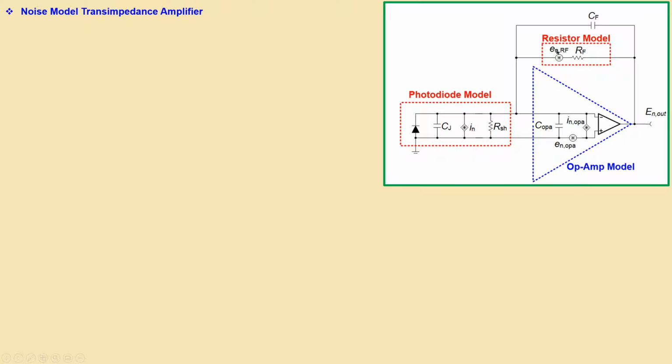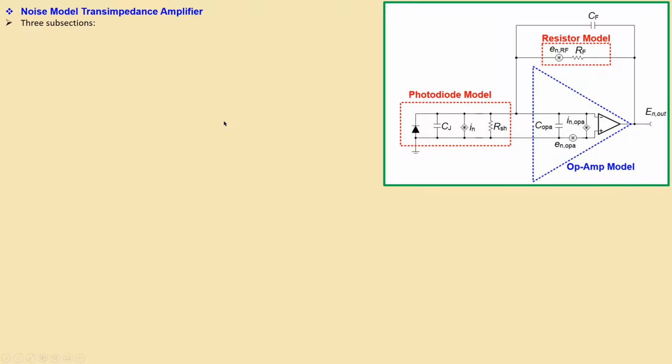What you also have is the resistor in the feedback, RF, and the associated noise voltage source, and we have the feedback capacitor, which is noiseless because it is a reactive element. We also have the op-amp model, which is the noise model of the op-amp. We have the op-amp capacitor at the input, its own noise voltage source, and also the noise current source of the op-amp. So this part is just for the op-amp, this part is for the resistor, and this part is for the photodiode. And again, a capacitor doesn't generate noise.